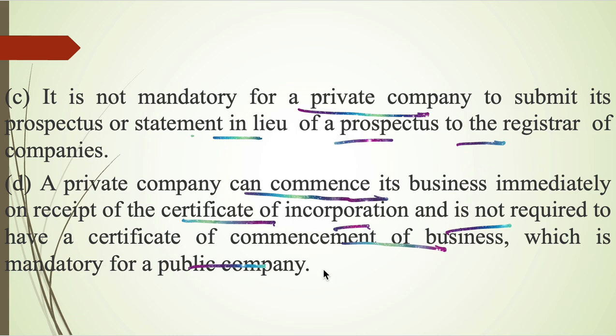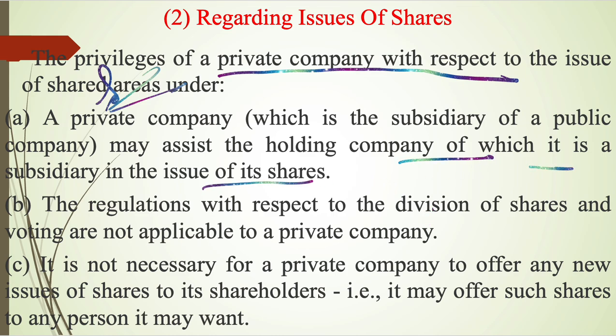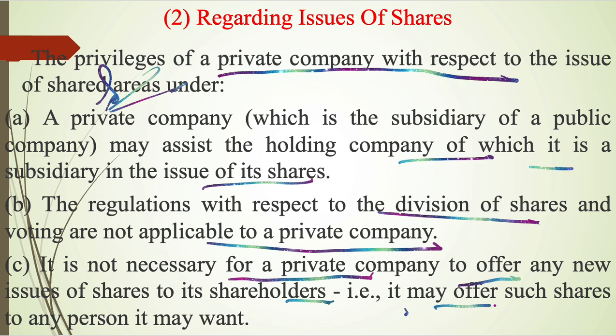The second privilege is related to the issue of shares. The privileges of a private company with respect to issue of shares are as under. A private company which is a subsidiary of a public company may assist the holding company, of which it is a subsidiary, in the issue of its shares. The regulations with respect to the division of shares and voting are not applicable to a private company. It is not necessary for a private company to offer any new issue of shares to its shareholders, that is, it may offer such shares to any person it may want.